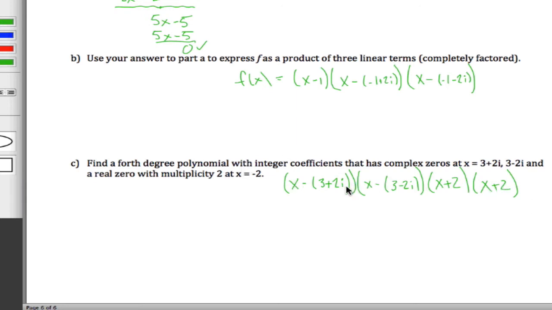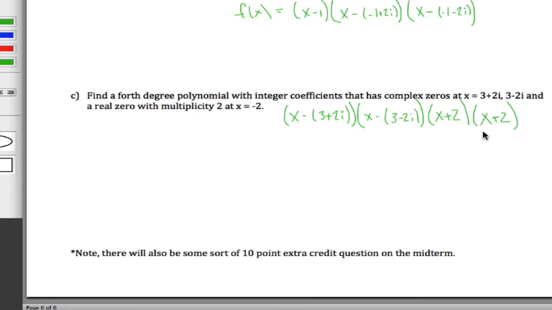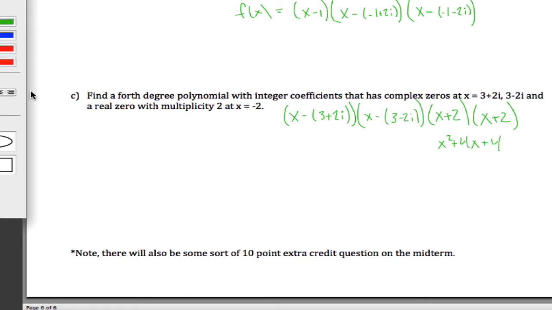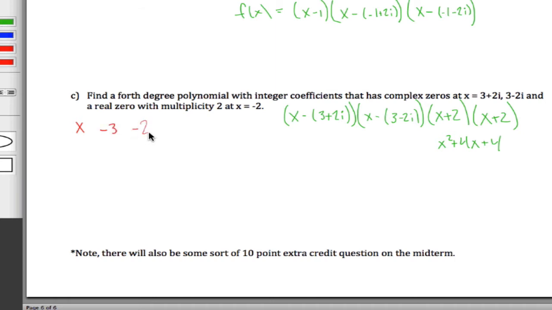Well, the way we can do that is by multiplying these all back together, FOIL things out. x plus 2 times x plus 2, that's not too bad. It's x squared plus 4x plus 4. The other product is a little bit harder. A couple different ways you can do this. I think the easiest way is to take this negative and distribute it through. So what that gives you is x minus 3 minus 2i for this one. And take this negative and distribute it through, and that gives you x minus 3 plus 2i.